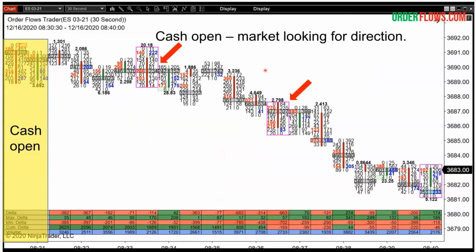This was yesterday in the cash open in the E-minis. This yellow area on the left is the cash open. Okay, market just went sideways. Then what do you see? All of a sudden, you're starting to see the aggressive selling come into the market. You got a bar with 3 imbalances here, another bar with 2 imbalances, another bar with another 2. And then as you start breaking down, more selling imbalances.